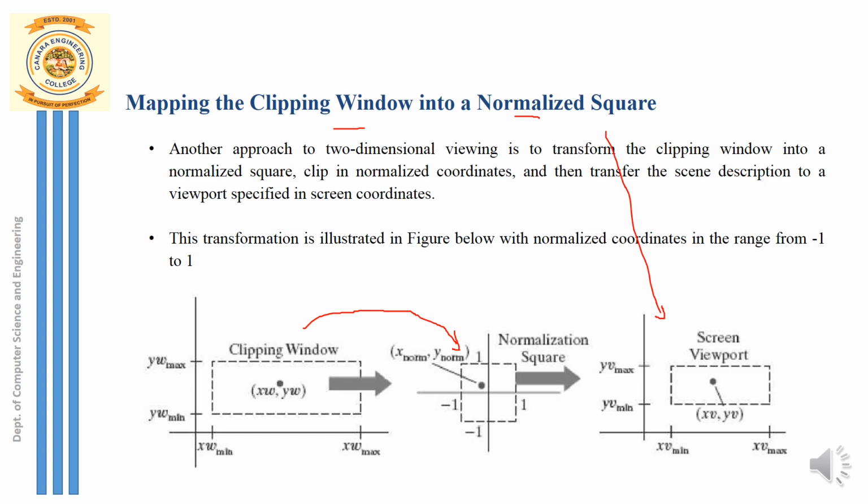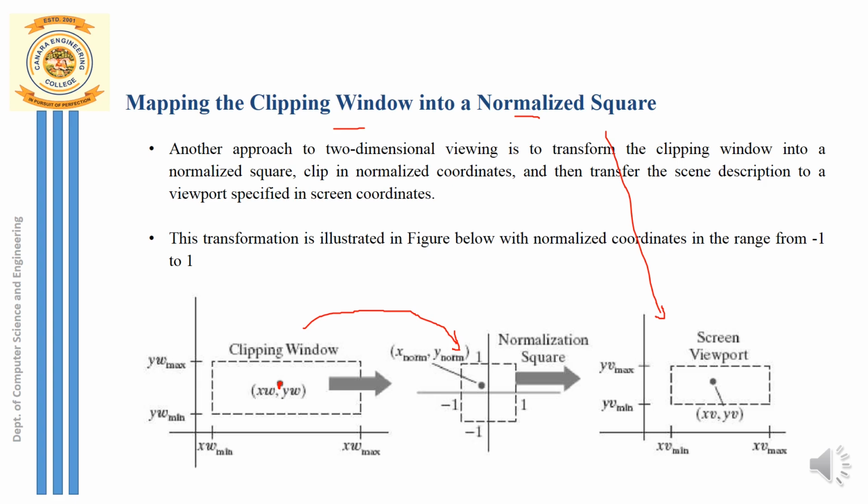What is that clipping? You can see this is a clipping window, the initial size of the clipping window, and this is a point about which you can perform the clipping. What is the point? xw comma yw. Now you are mapping onto the normalized square. This normalized square falls in the range -1 to 1. So left is -1, bottom is -1, rightmost end is 1, and top is 1. So -1 to 1, this is a boundary. And now the point about which you are clipping is the new point x norm comma y norm.